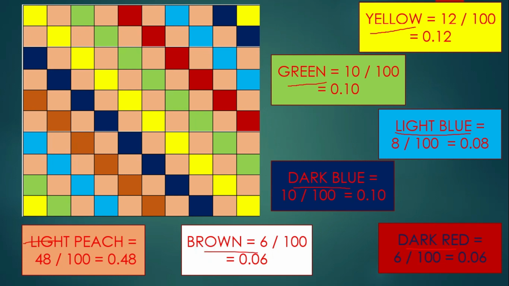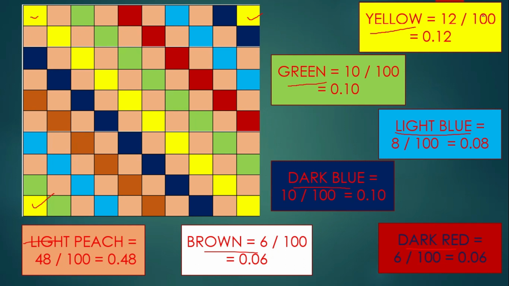Now children, what is the next step? Next step is you have to count the number of squares which are colored in yellow. Like here we have 1, then 2, 3, 4, 5, 6, 7, 8, 9, 10, 11 and 12. So yellow is equal to 12 upon 100.